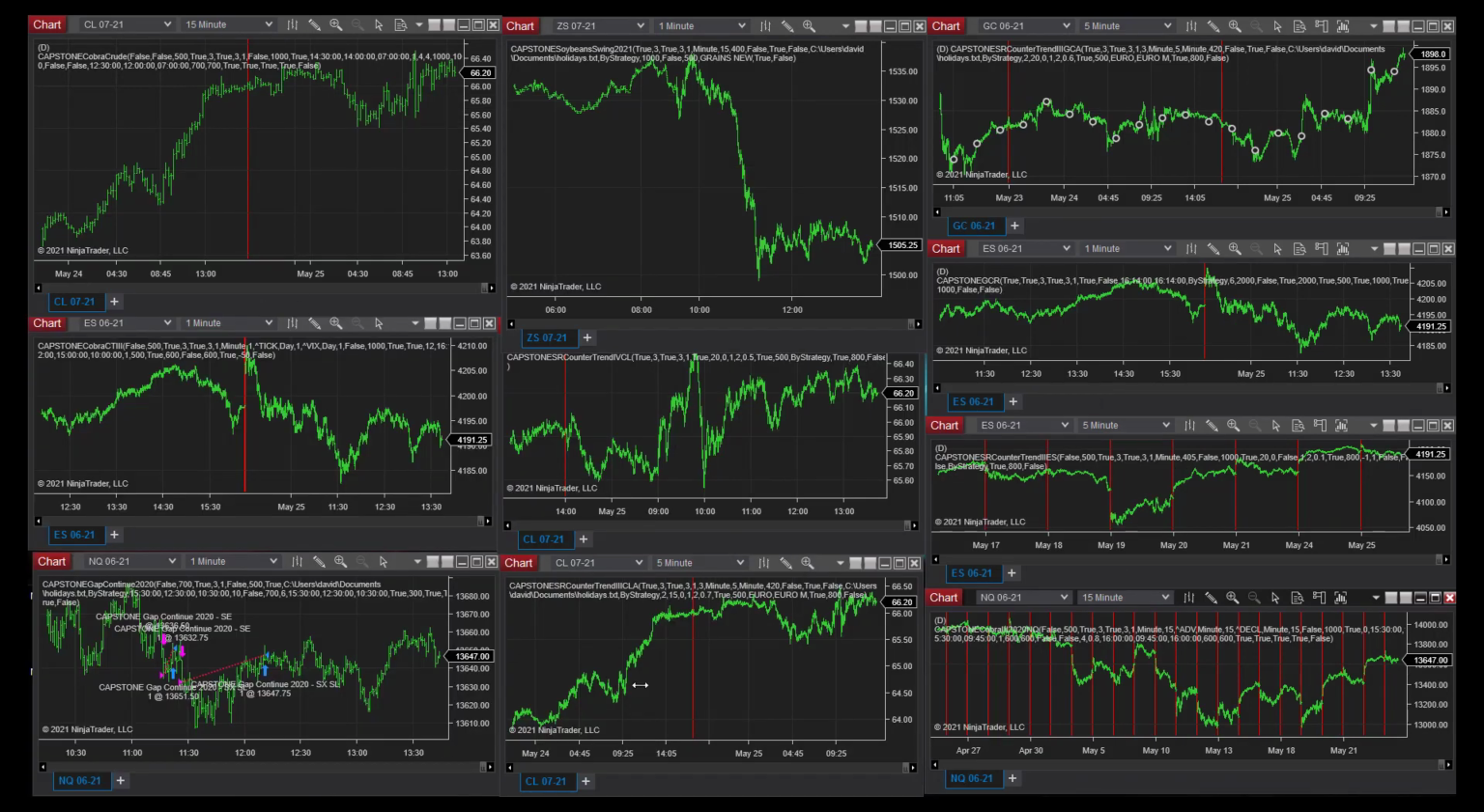Today is a drawdown day in the 50K portfolio. It had only 2 trades so far in the gap continuation 2020 setup. It's minus 650 on the day. 2 shorts, hard to short this market. And so that's where we are.